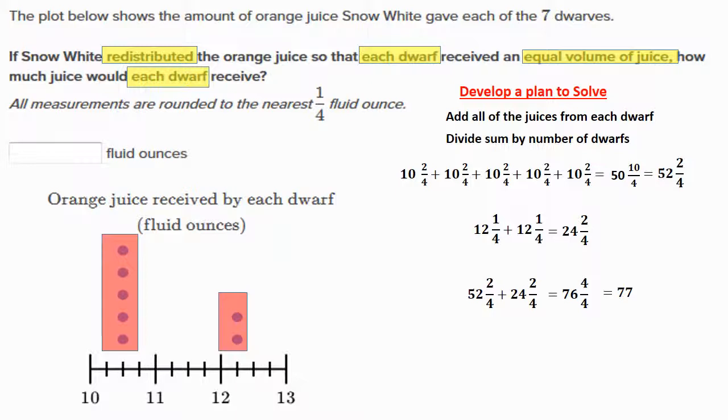Now that we know how much total fluid ounces we have, we know we can divide that. And there are 7 dwarves, so we have 77 ounces divided by 7 dwarves, and each dwarf will now get 11 ounces.